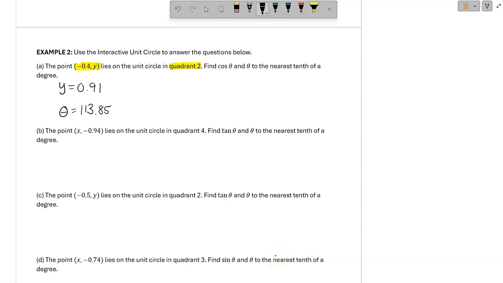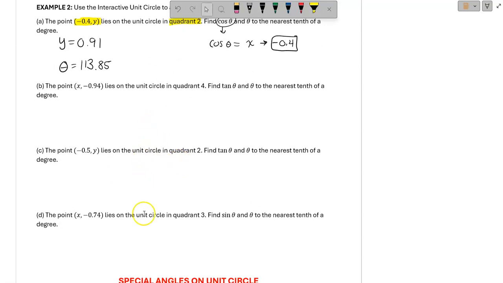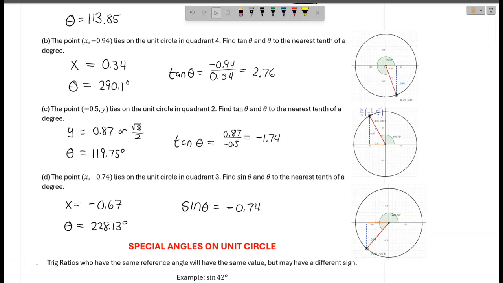Now, with this being said, we can find our cosine. Cosine of theta, as we mentioned, is just x on the unit circle. And actually, we already had that from the beginning of the problem. Cosine of 113.85 is just going to equal negative 0.4. So go ahead and take this and try letters B, C, and D. Let's see how you do. Welcome back. Here are the answers for B, C, and D, and I've also provided on the right-hand side a screenshot of what the picture should look like and where I got my values from.